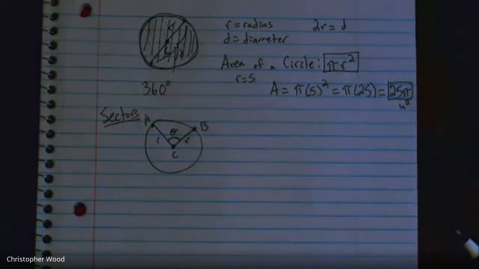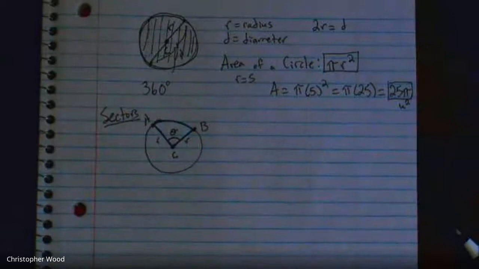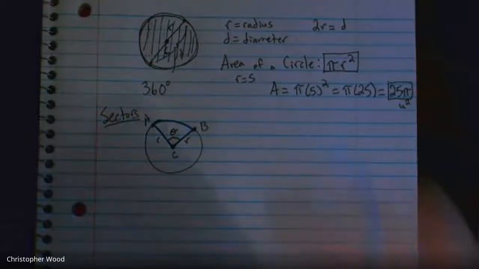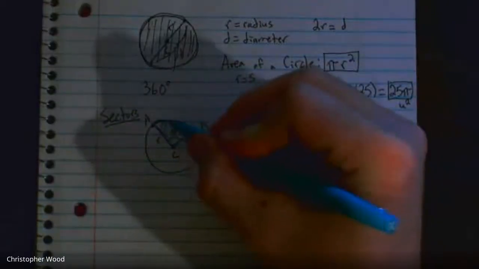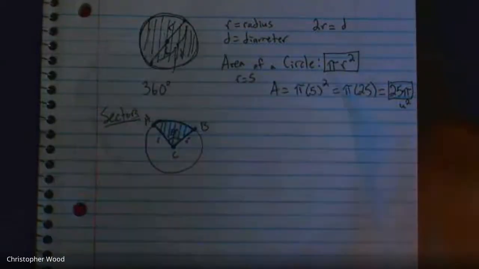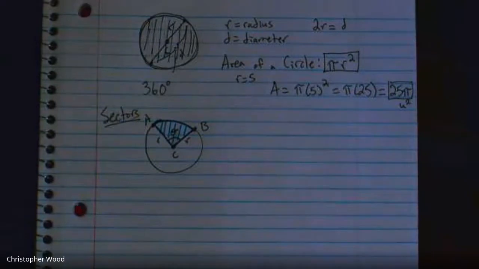So the sector here from A to C to B, this is what we would define as a sector. Now, the thing that we can do with this is, what if I don't want to find the area of the whole circle, but just of the piece? How could I figure out how much space this sector is taking up? So what is the area of just that piece of the circle?